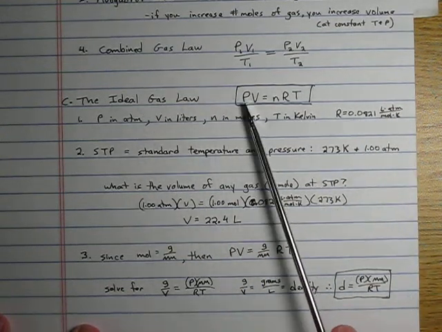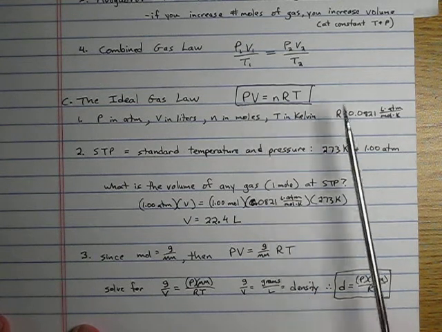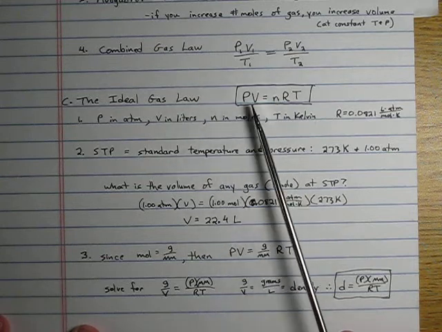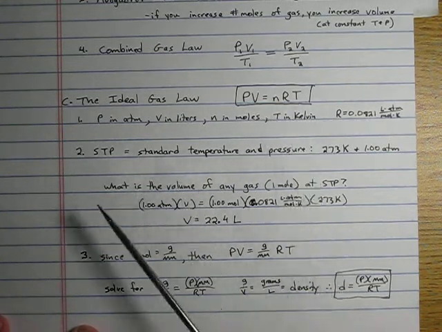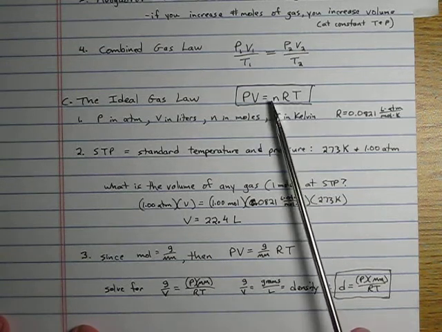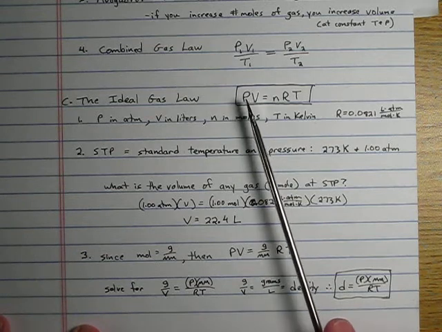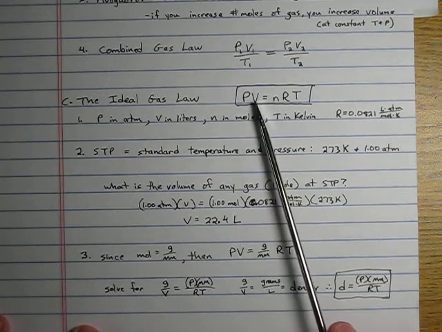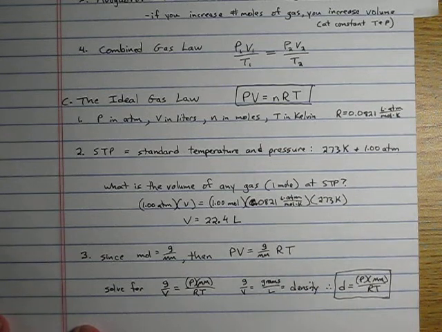Our pressure has to be in atmospheres. We can't use millimeters of mercury, we must convert it to atmospheres because our constant's in atmospheres. Volume must be in liters, and well, that's just number of moles. T has to be in Kelvin. Well, we knew that. T is always in Kelvin, n is always number of moles. If you're using the ideal gas law, just remember, pressure has to be in atmospheres, volume has to be in liters, because that's the units of our constant.